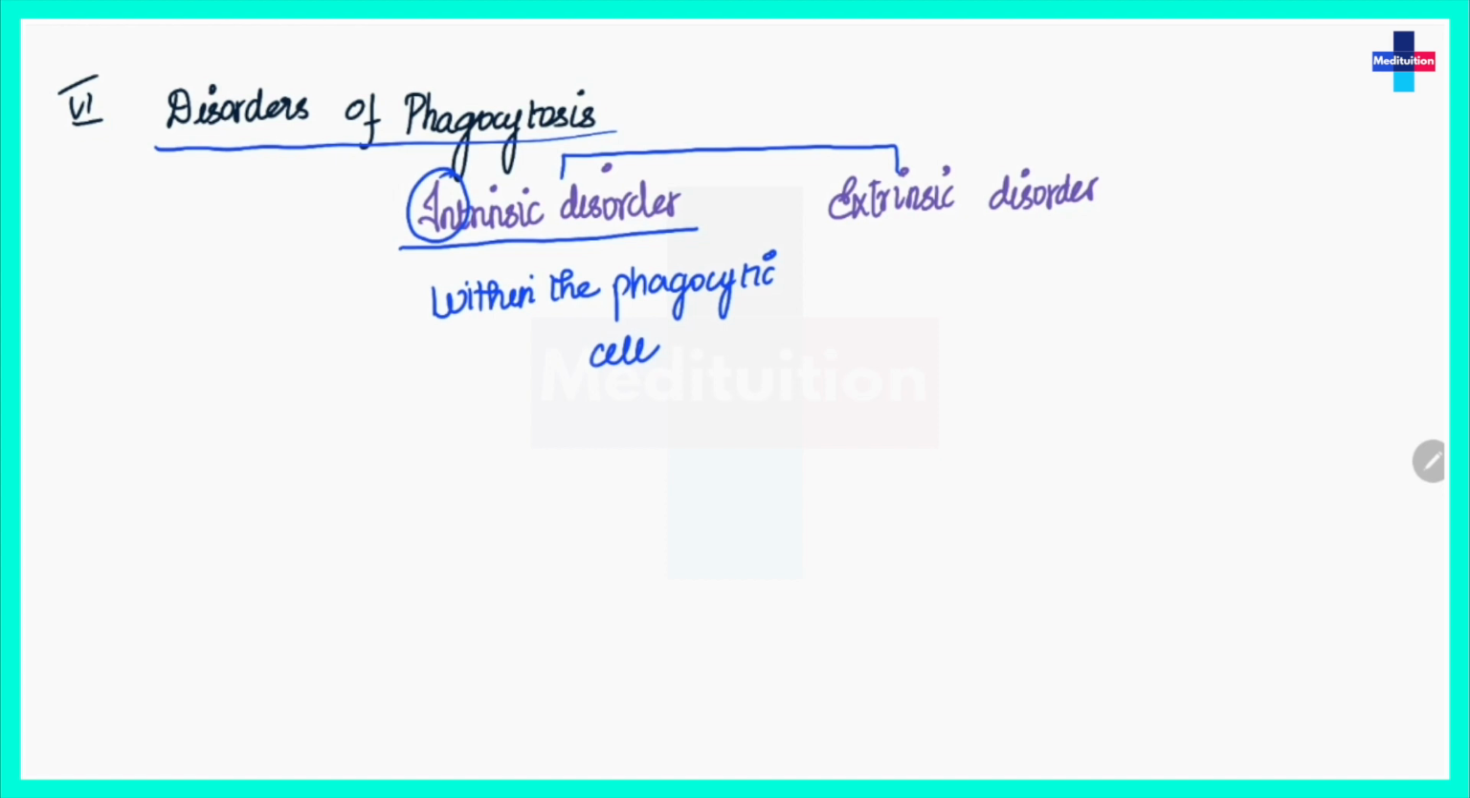So for example, we have enzymes present in the phagocytic cells that are deficient, so that phagocytosis will not happen properly. But if you talk about extrinsic disorder, this is a problem outside the phagocytic cell. That is, there are many factors that promote phagocytosis, and they are called opsonins. And these factors may be deficient, and because of that, phagocytosis will not happen properly. Such a disorder is called an extrinsic disorder. So in extrinsic disorder, the problem is in factors present outside the phagocytic cell which promote phagocytosis.